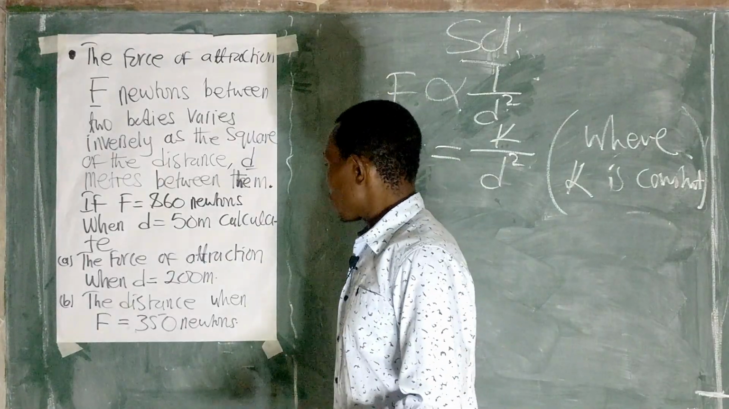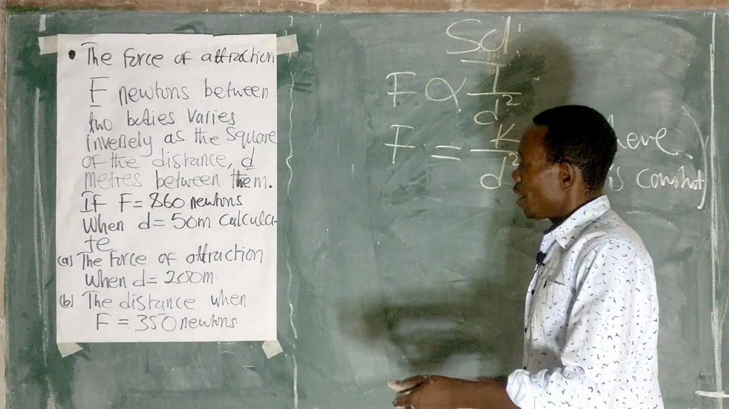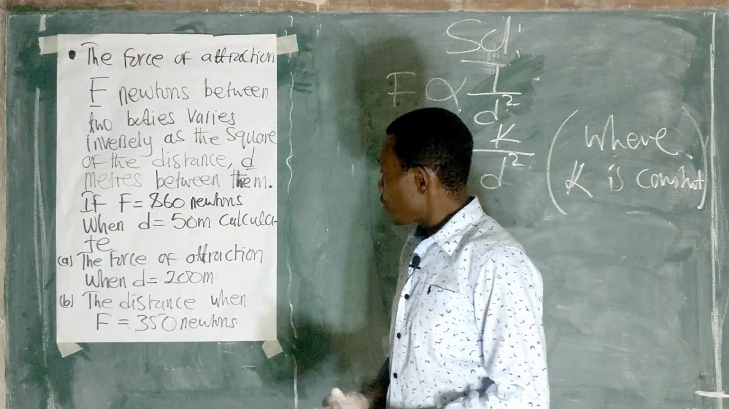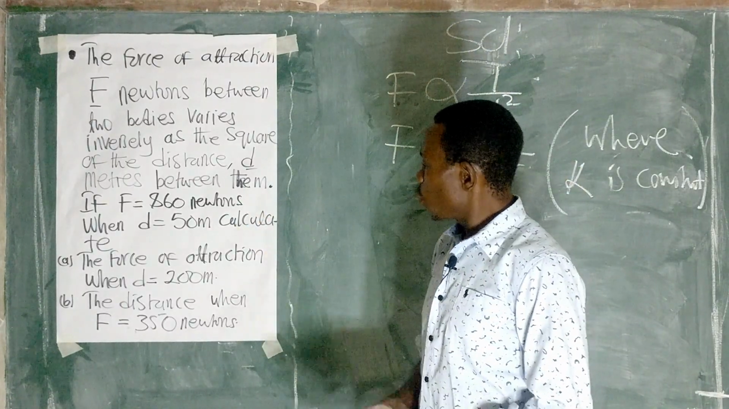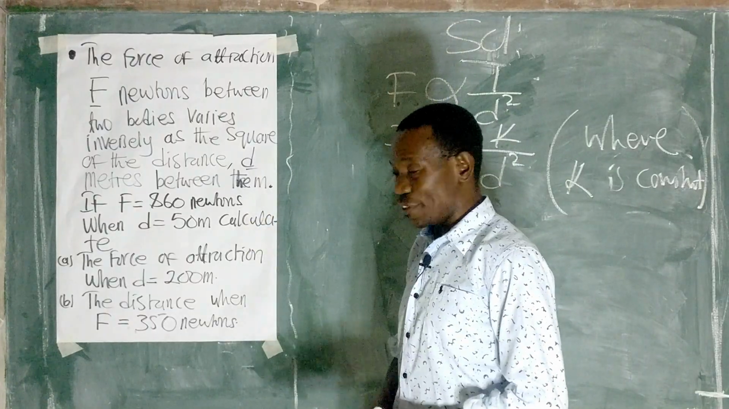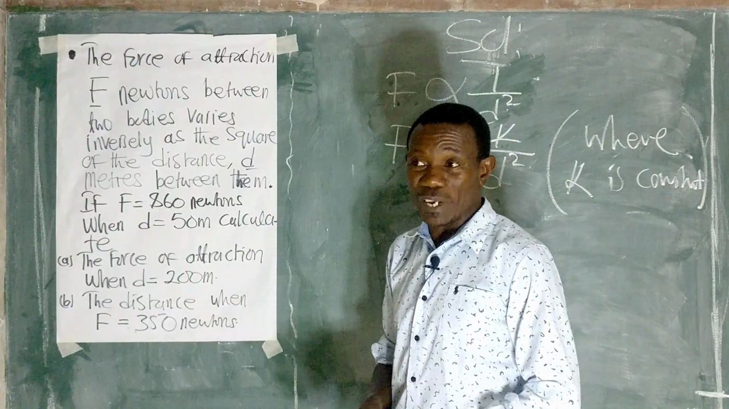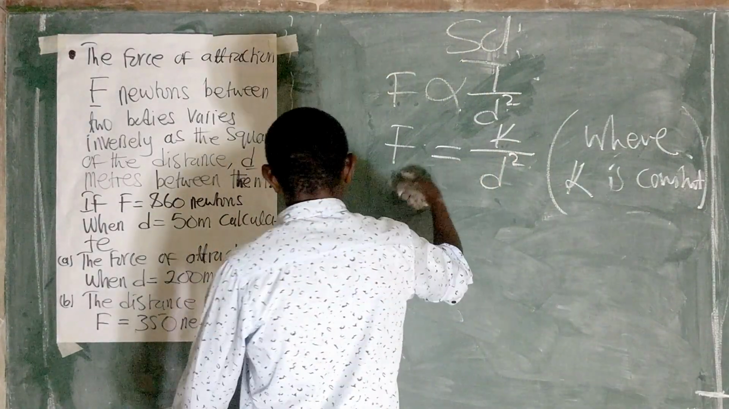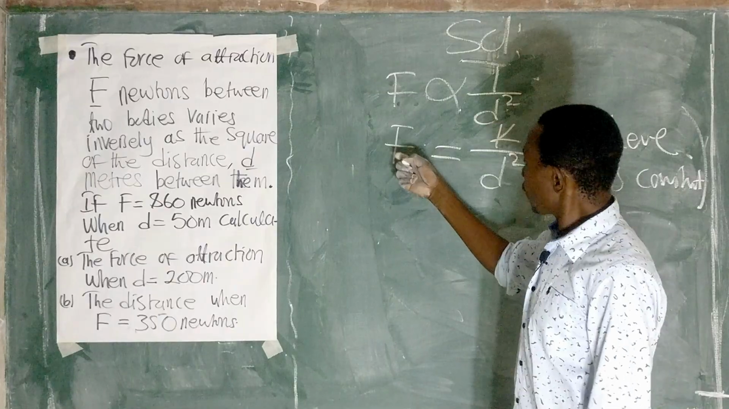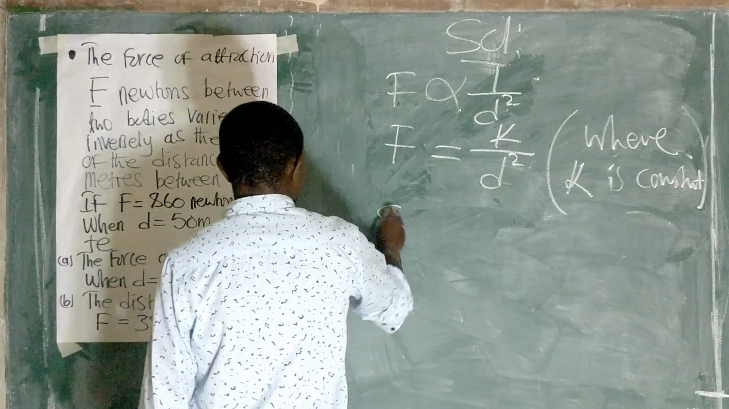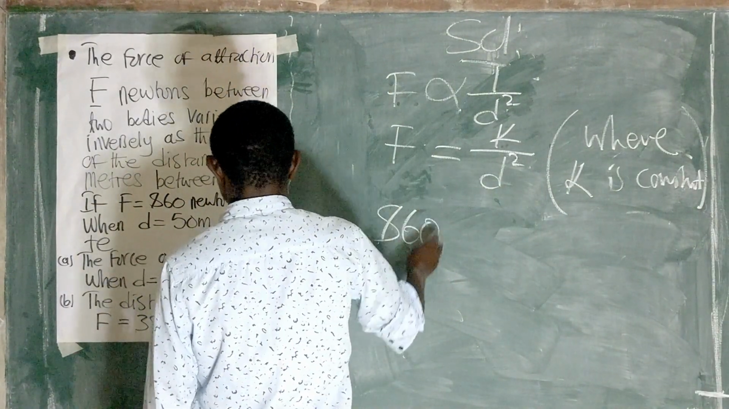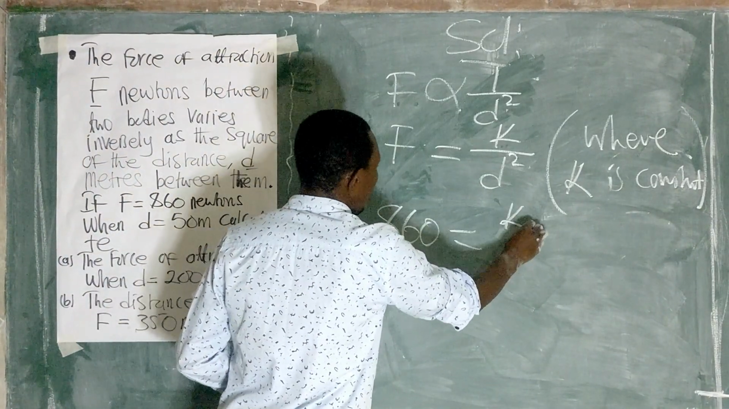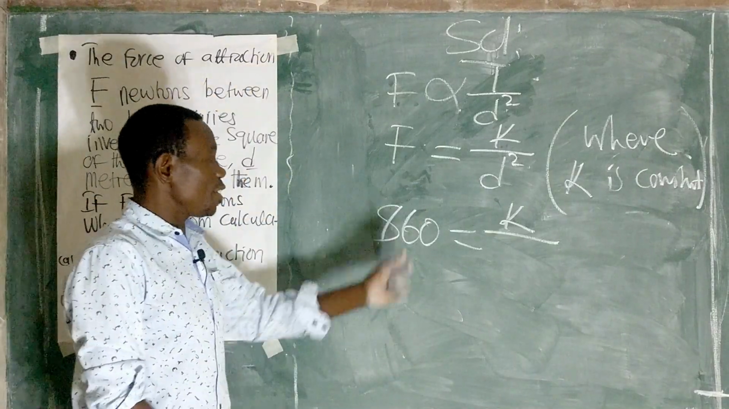Right, so what I'll do here, I'll just explain a little bit, because this problem is more like the one we have already done. I'll leave it to you to finalize everything, because it's just a repetition of what we've done. It'll be your exercise. So what do you do here? You just have to substitute. For F, you write 860 newtons, the force, is equal to k divided by d squared.